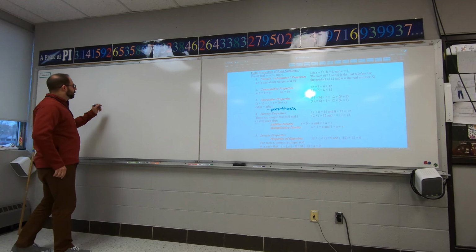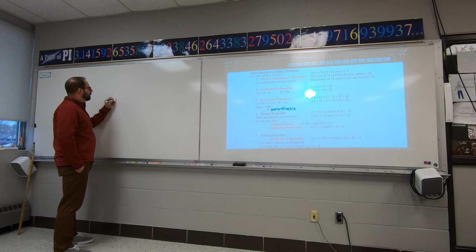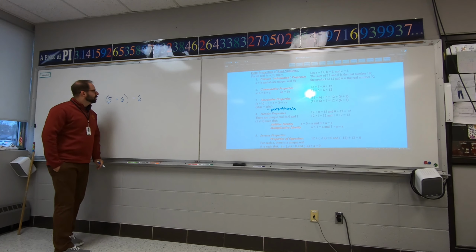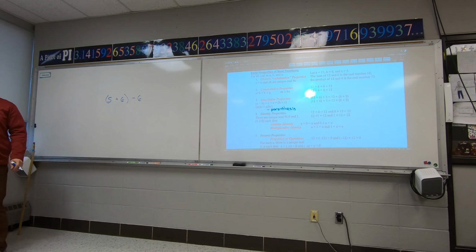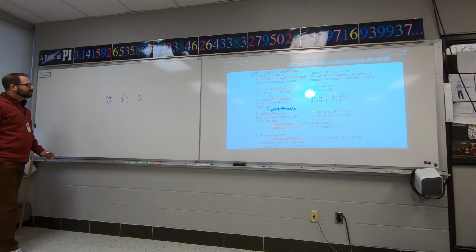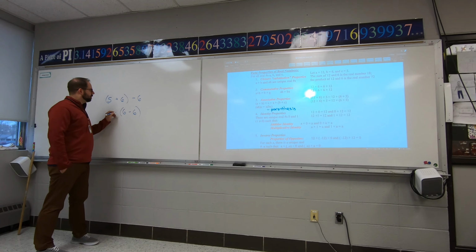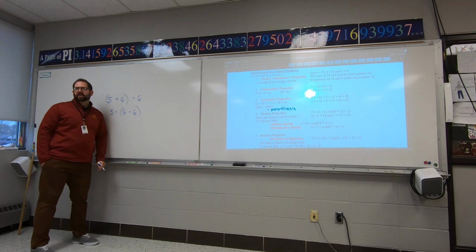So let me give you an idea here. Let's say this is your problem. You don't necessarily have to add the ones in parentheses first. I know it seems really goofy. You don't. You can actually move the parenthesis to be in the back around these two, and it would still be the same math problem.